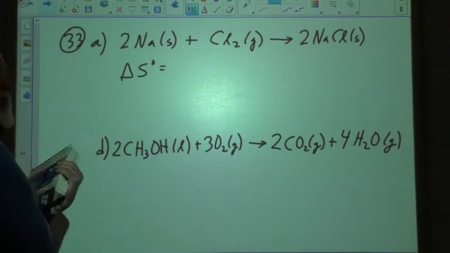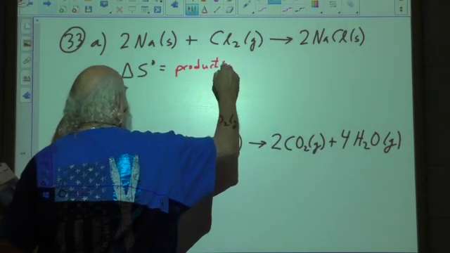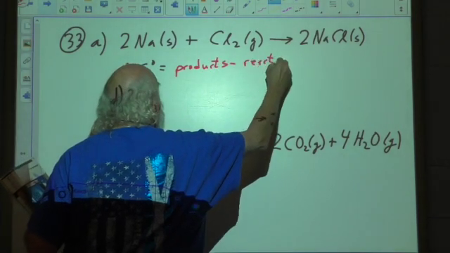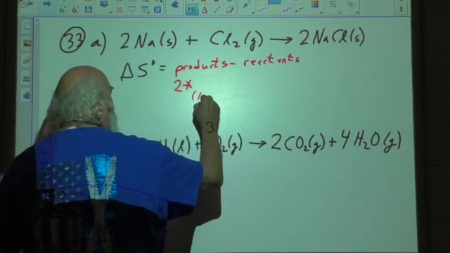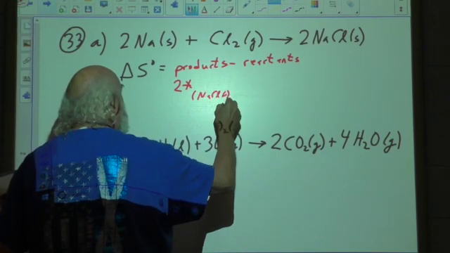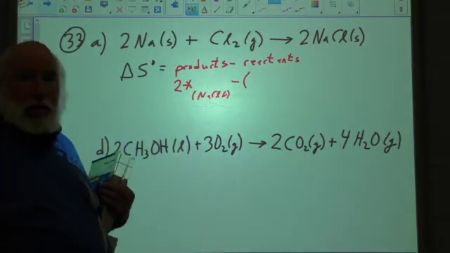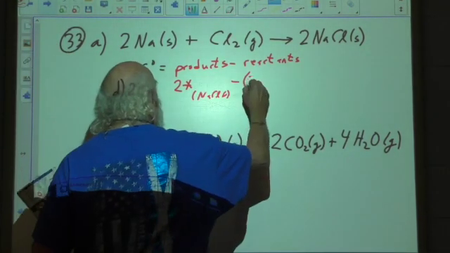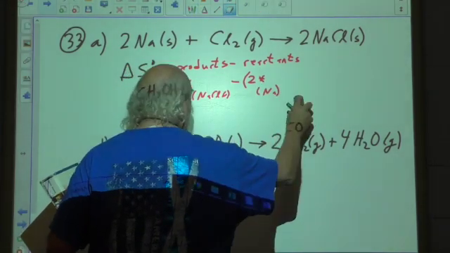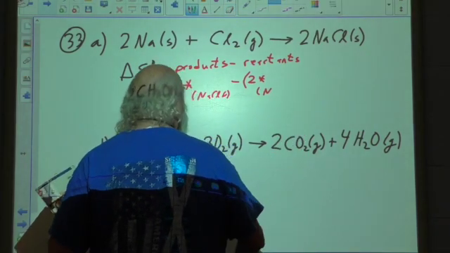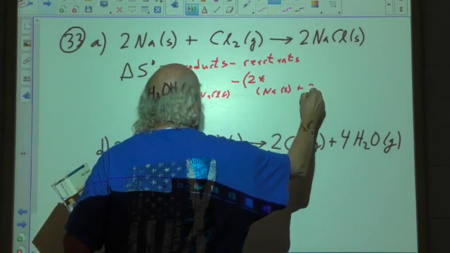Now, whenever we talked about delta before, we always said that this is going to be products minus reactants. So that means we're going to have 2 times whatever the NaCl solid is, minus the sum of the reactants. So minus 2 times sodium solid. It is possible to have sodium liquid. I've worked with it. It was kind of fun. Plus chlorine gas.